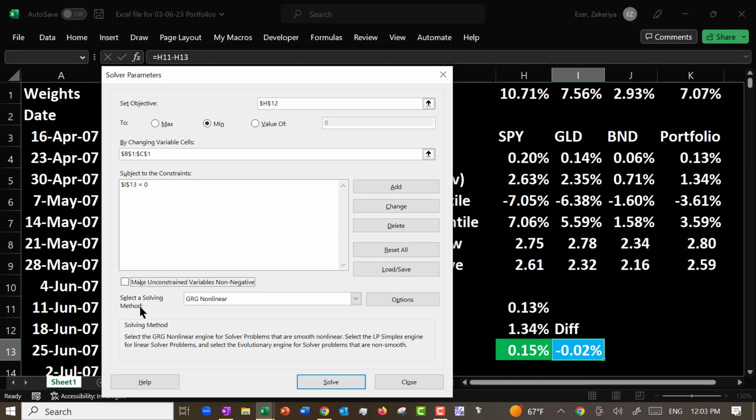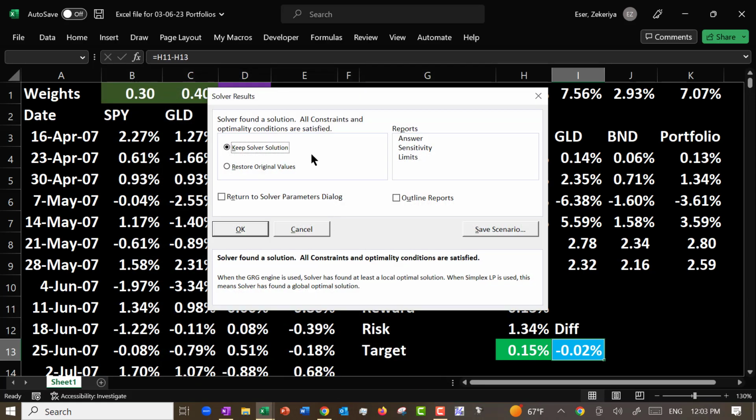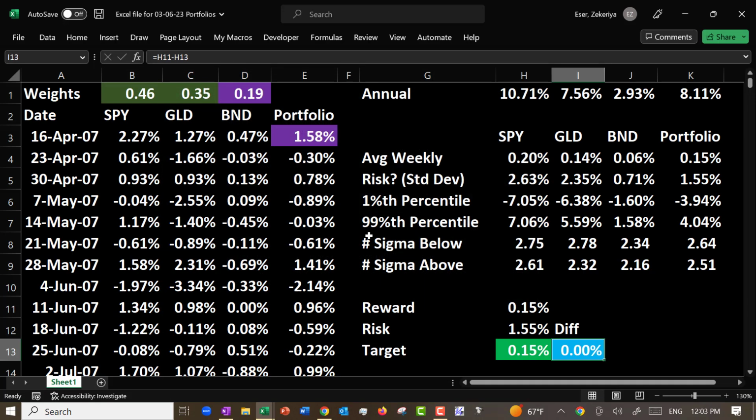It found a solution. It basically says, if you want a return of 0.15%, again, using the past as a guide, the portfolio that's 46% in S&P 500, 35% in gold, 19% in bonds has the least risk if that's your target return. Okay.